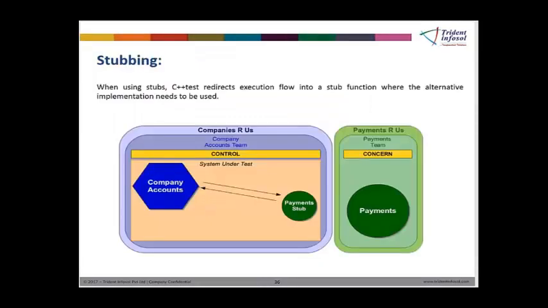The tool also supports a stubbing framework, so you can generate stubs for your dependency functions whenever required. Stubbing means you're going to generate an alternative implementation for your dependency functions.